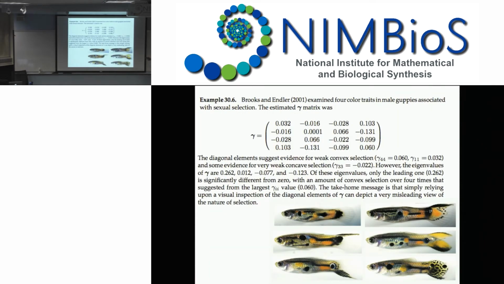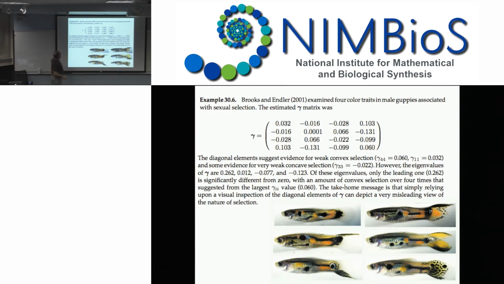This is from, so Rob Brooks was a postdoc under John Endler. So here's Brooks and Endler looking at pigmentation traits in guppies. And here's the matrix they looked at, the resulting matrix for color traits. If you look at the diagonal elements, let's not worry what the traits are. What you see is, okay, modest disruptive selection and very weak stabilizing selection. That's what the diagonal elements suggest, right? So positive, positive, positive. So all positive curvature, disruptive selection. Negative, negative curvature. Again, stabilizing selection, I mean, you've got a negative curvature.